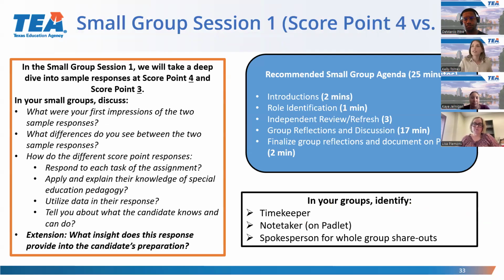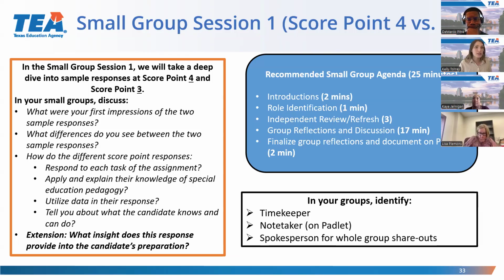All right. So in, again, that first session, we're going to take a look at the sample 4 response and the sample 3. So you saw these guiding questions as part of your preparation work. They are also on your participants guide, but they're here for you as well. In your small groups, you'll be discussing your first impressions of those 2 sample responses, any differences that you're seeing between the 4 and the 3, and then analyzing between a 4 and a 3, what does it look like? What has a candidate done in terms of how they're responding to each task of the assignment?